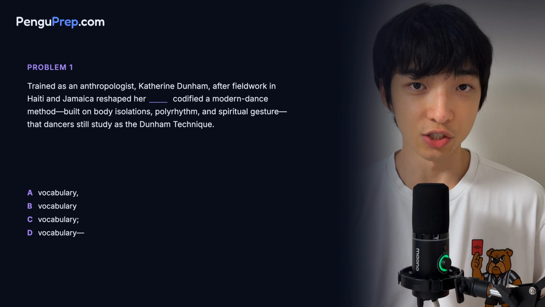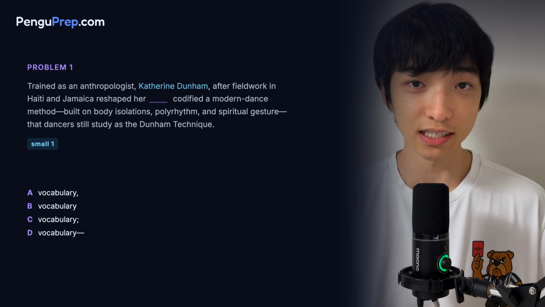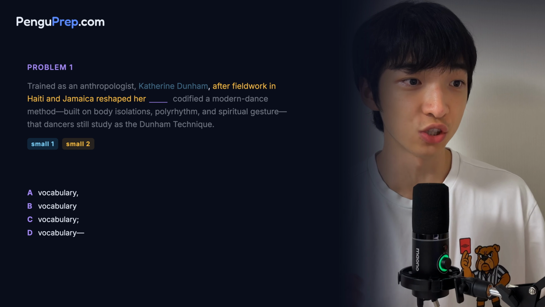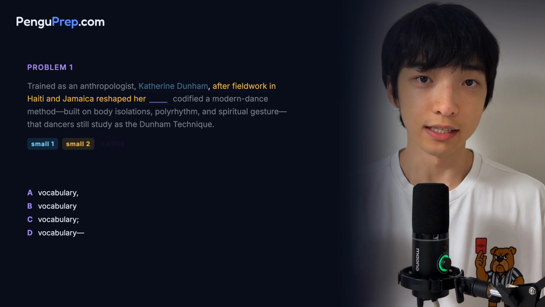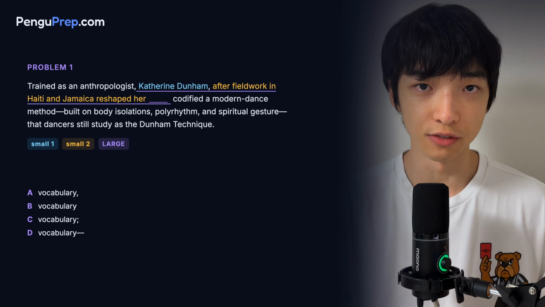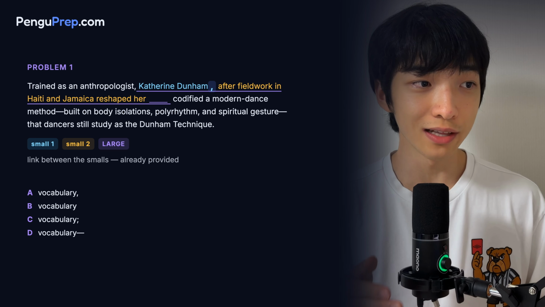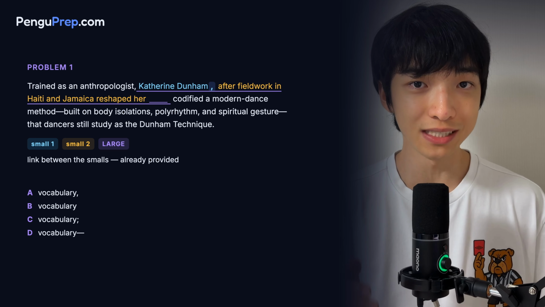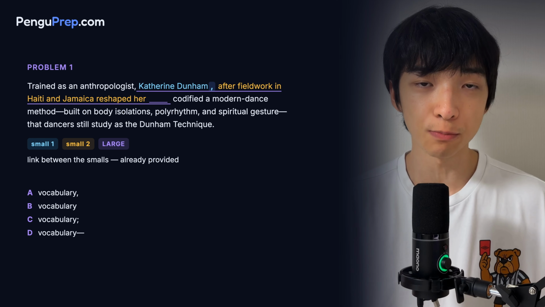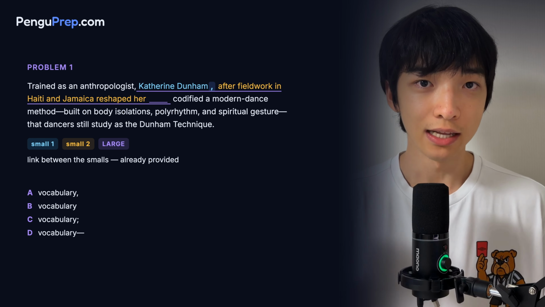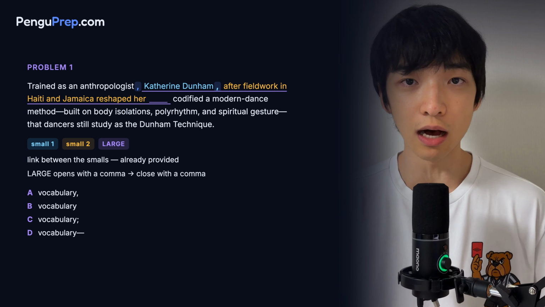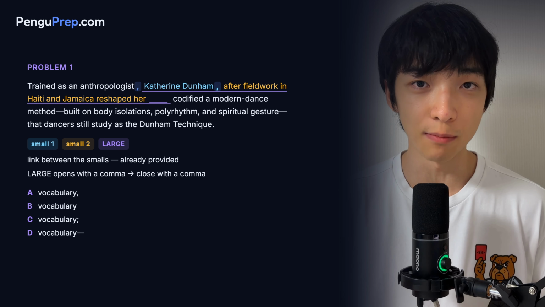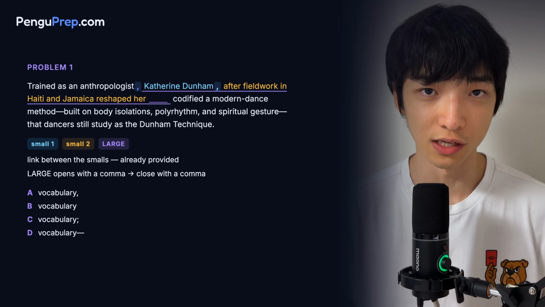The first small non-essential clause is "Catherine Dunham." The second small non-essential clause is from "after" to "reshaped her vocabulary." This large non-essential clause is the combination of the 2. We see that the punctuation linking the 2 small non-essential clauses is already provided, so the problem is testing you on whether you know how to punctuate the large non-essential clause. Now the large non-essential clause begins with a comma, so it must also end with a comma according to rule 1 for sequential non-essential clauses.